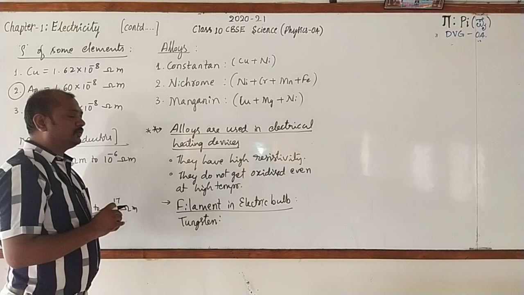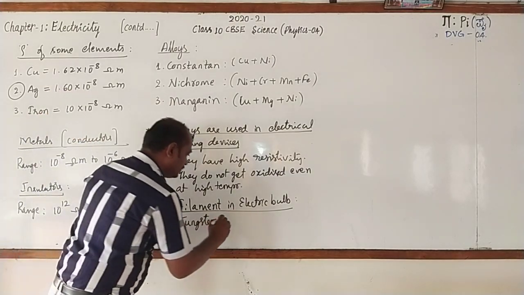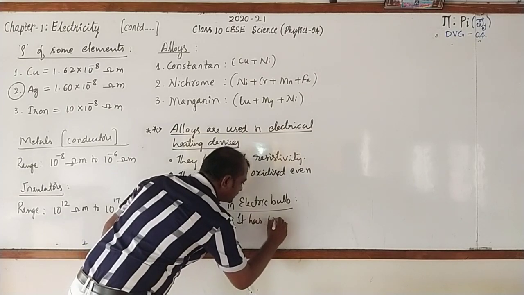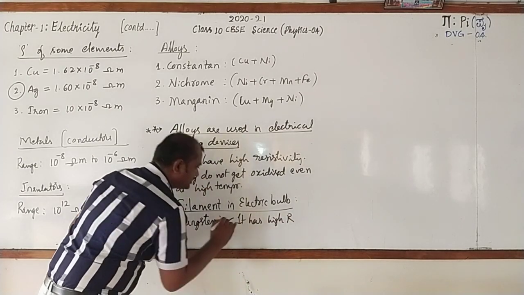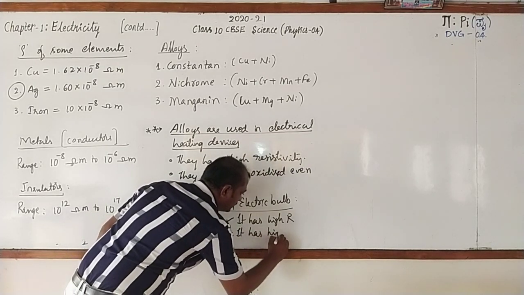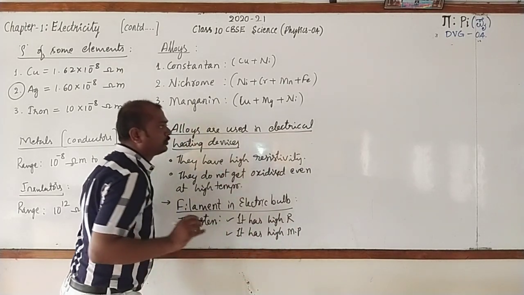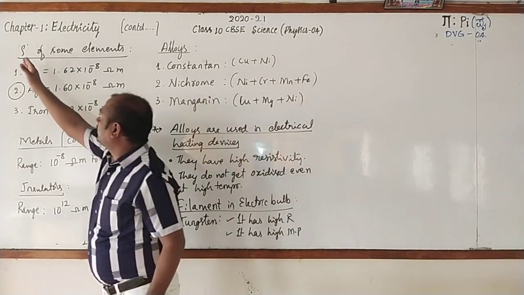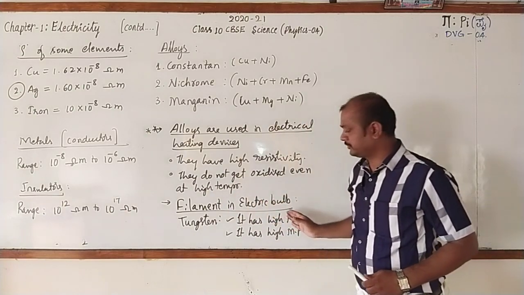What is the reason for using this tungsten? One is, it has high electric resistance, and second one is, it has high melting point. These are the two reasons. Okay. So now, please copy from here to here quickly.